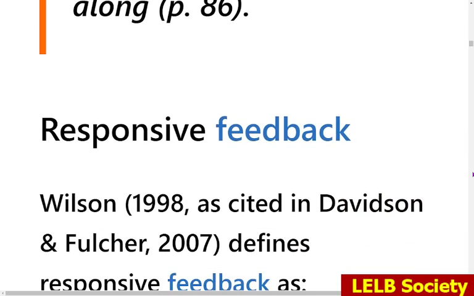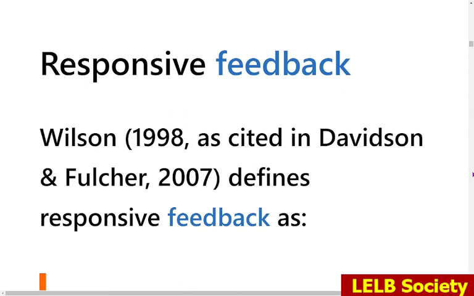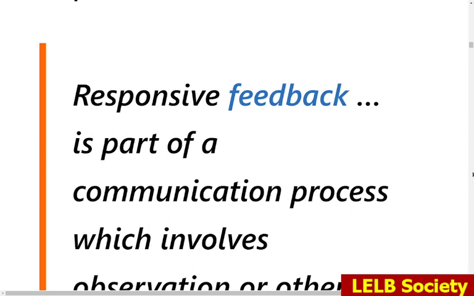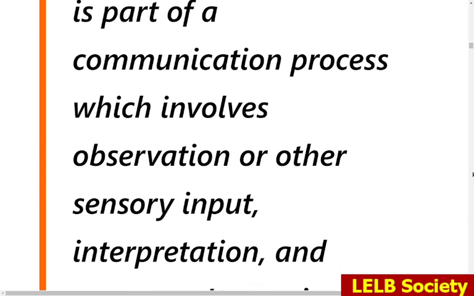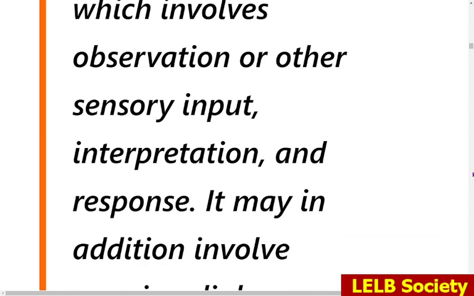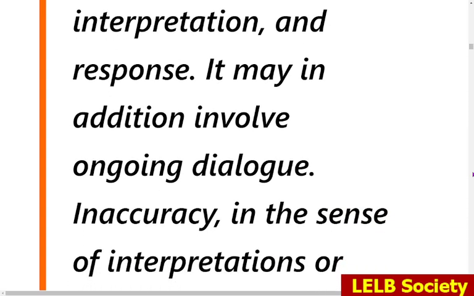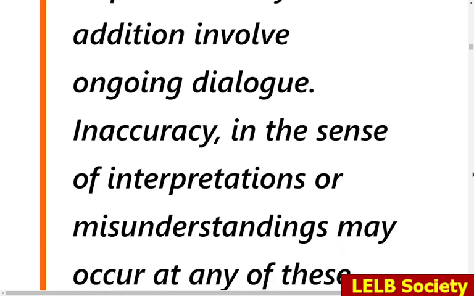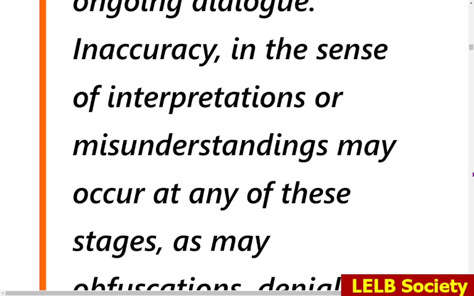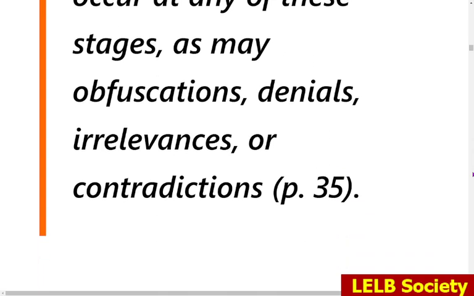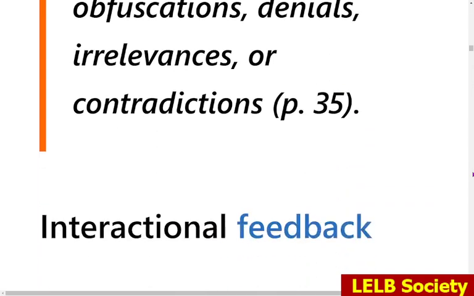Responsive feedback. Okay, Wilson, 1998, as cited in Davidson and Fulcher, 2007, defines responsive feedback as, quote, "Responsive feedback is part of a communication process which involves observation or other sensory input, interpretation, and response. It may, in addition, involve ongoing dialogue. Inaccuracy in the sense of interpretations or misunderstandings may occur at any of these stages, as many obfuscations, denials, irrelevancies, or contradictions." End quote, page 35.